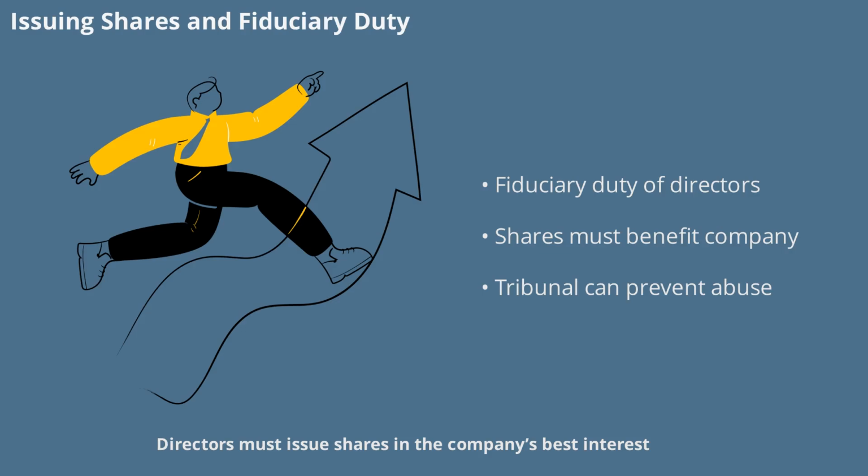Directors must issue shares in the company's best interest, not for personal gain. If shares are issued solely to convert a majority into a minority, the tribunal can intervene and prevent such oppression. Directors hold a fiduciary position and must act for the benefit of the company as a whole.